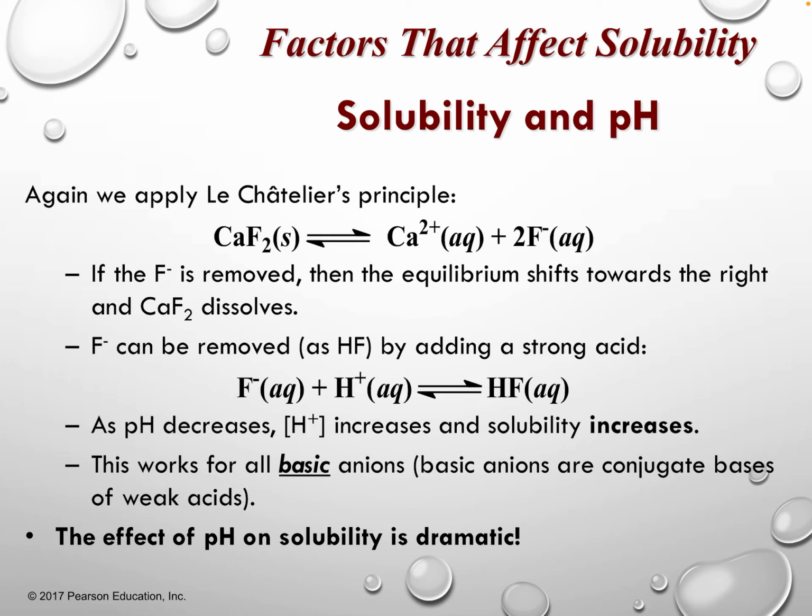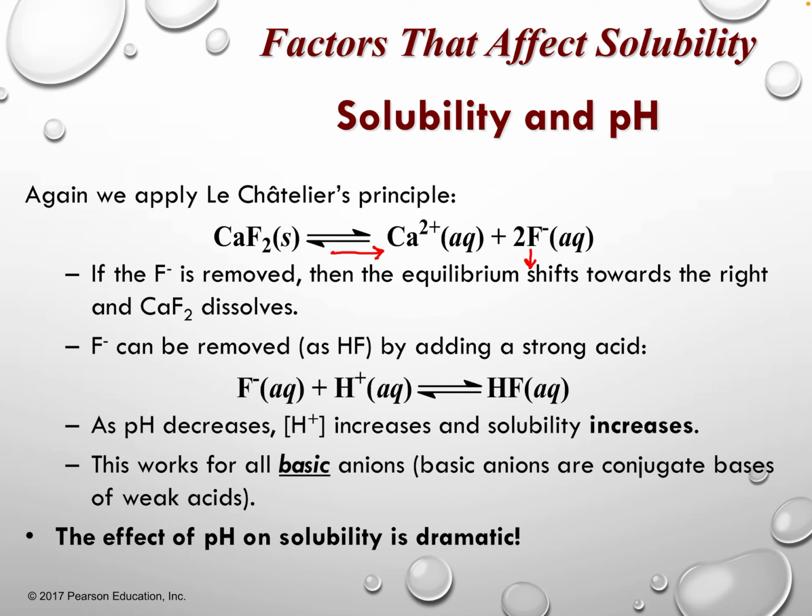So with the last one, we increased our concentration of our fluoride. Now we're going to decrease our concentration of our fluoride. If we were to decrease our concentration of our fluoride, that would shift our equilibrium toward the formation of more fluoride, right? Which means that more of our solid would dissolve into our ions to produce more free fluoride. And the way that we would remove this fluoride is by adding acid.